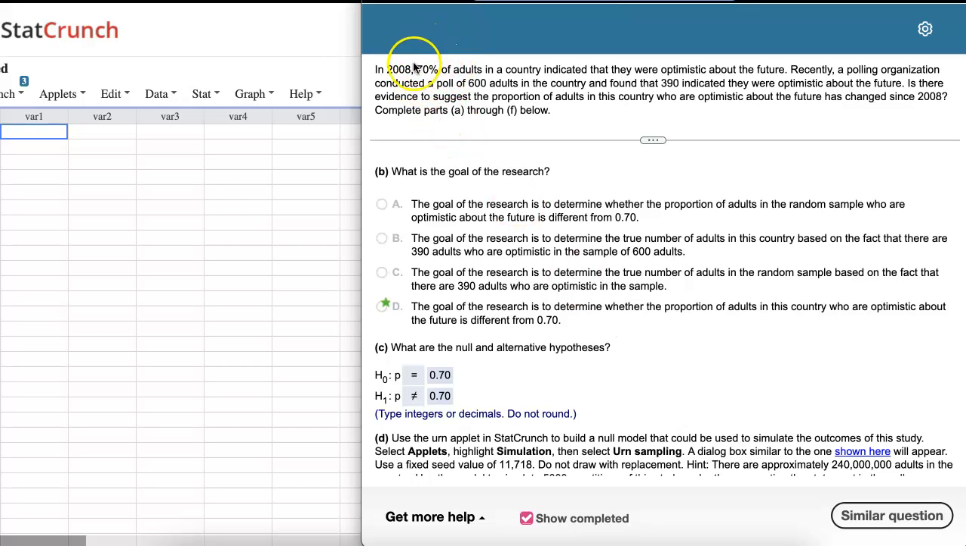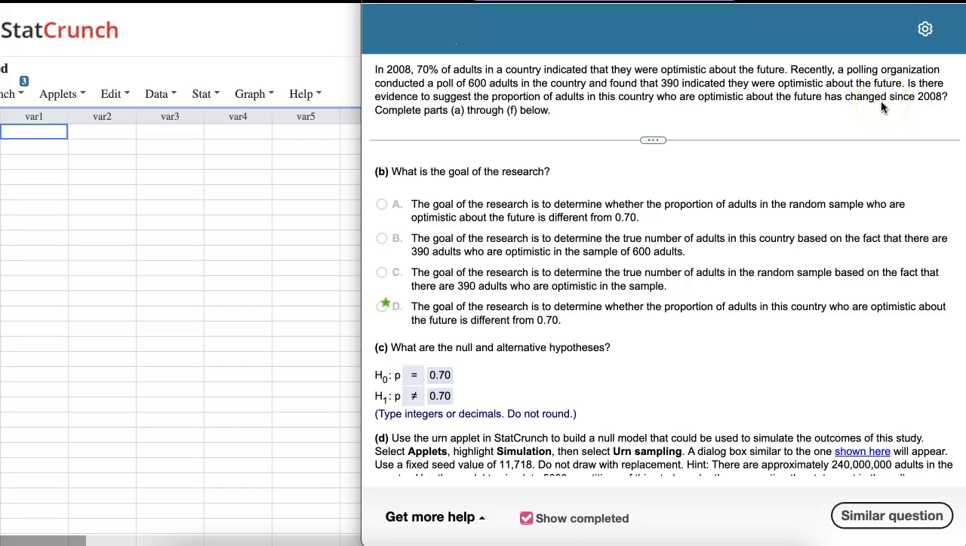So previous survey results told us 70%. But after one other smaller sample or survey more recently was conducted, it suggested otherwise. So now the question is, is there evidence to suggest the proportion of adults in the country has changed?